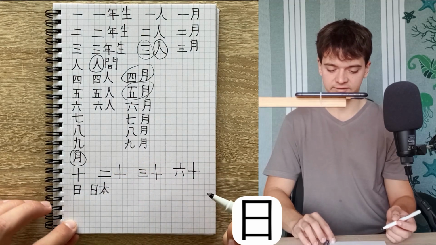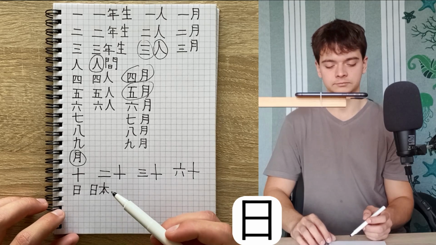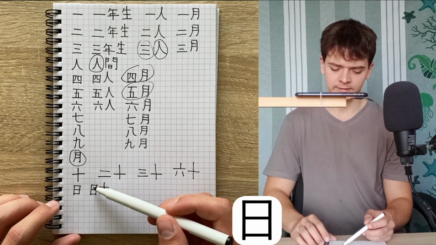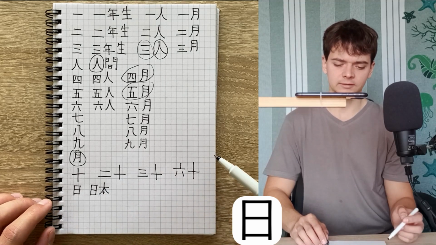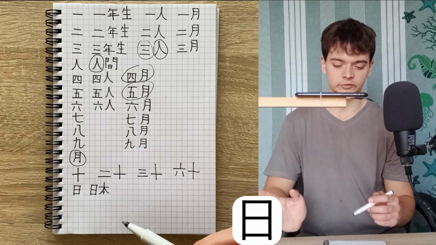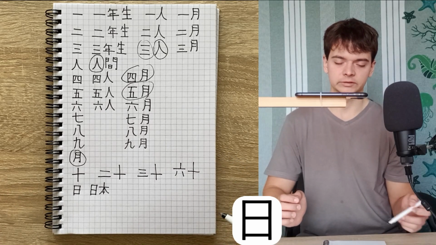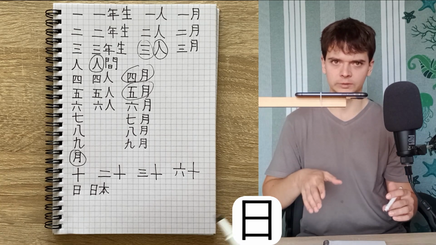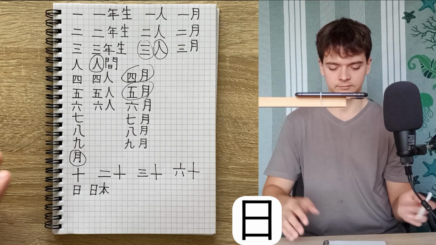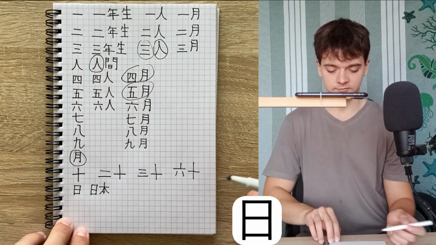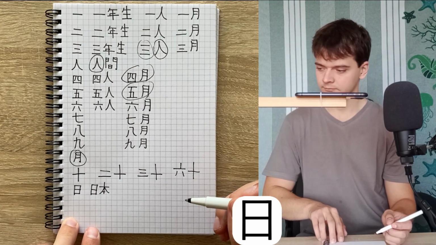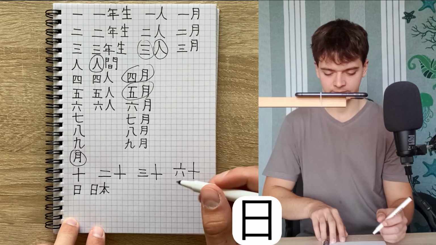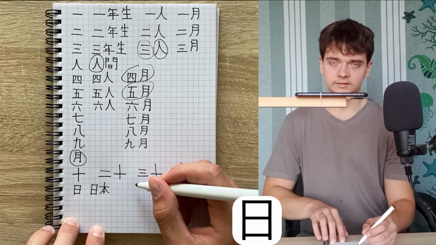Nihon. Nihon is Japan. I assume that they used the kanji for "sun" in their name for Japan because they wanted to show that they are the country of the rising sun. So when there is day, there is sun. And so the rising sun. Just my assumption.